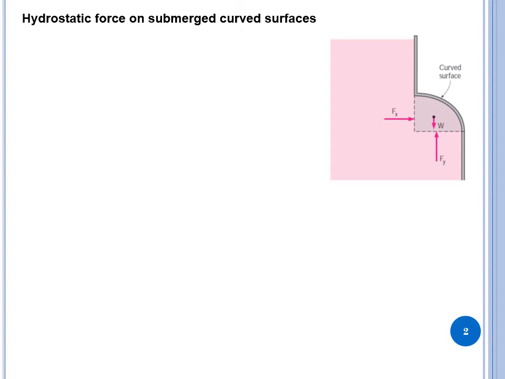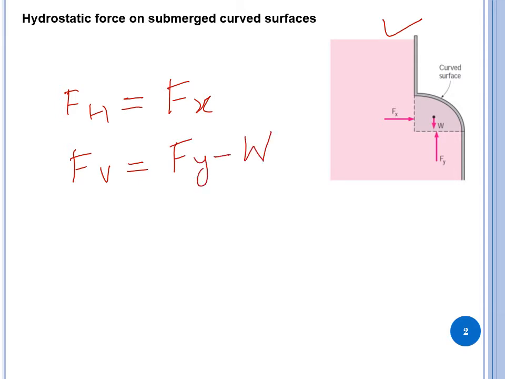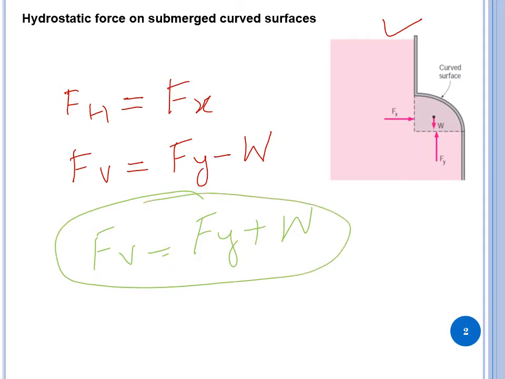What if the curved surface is not under the water, but above the water, as it is shown here in this figure? In that case, what you need to do? The horizontal force is going to be the same as Fx. Vertical force is going to be Fy minus W. So earlier FV was Fy plus W. The Fy force and the weight of the fluid add up to give you the vertical force when the fluid is above the curved surface.